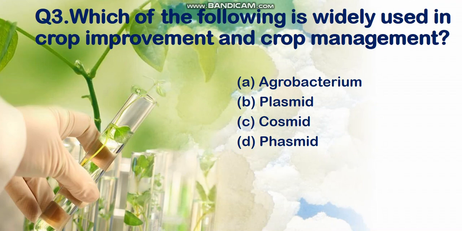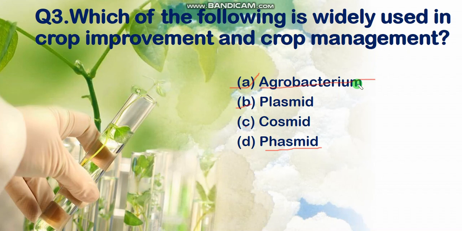Coming to the question number 3. Which of the following is widely used in the crop improvement and crop management? Here option A is the agrobacterium, B is the plasmid, option C is the cosmid, option D is the plasmid. Here widely used organism for crop improvement and crop management, that is the agrobacterium. With this agrobacterium we can introduce the gene of interest to control any pest and diseases or improvement of the yield using the agrobacterium.